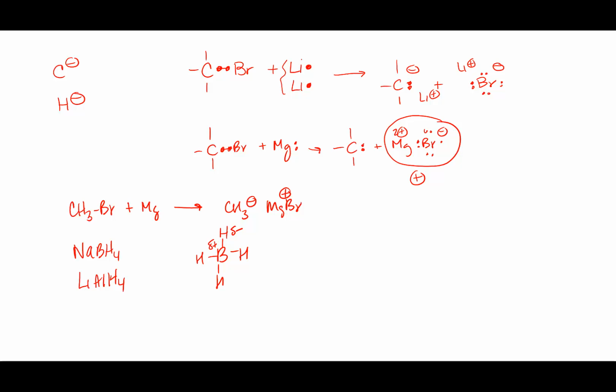Lithium aluminum hydride is the same way. The aluminum is attached to 4 hydrogens. The aluminum is less electronegative than hydrogen, so you get an H- and an aluminum plus. So both of these are sources of H-.